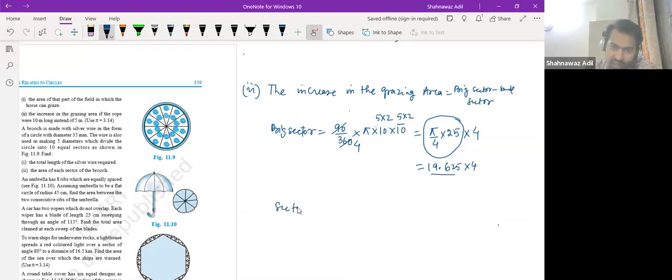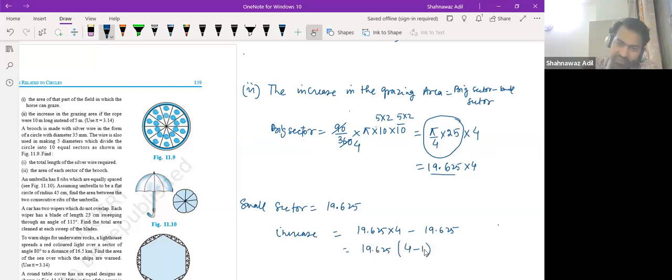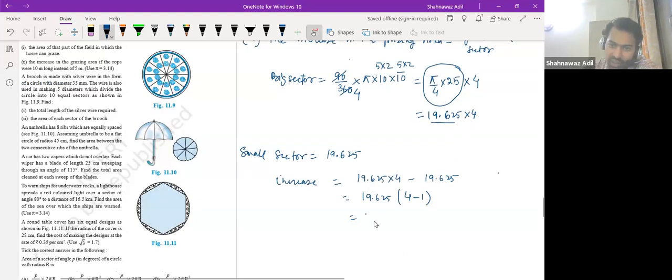And the small sector is how much? The small sector is 19.625. So we have to find the increase. That would be 19.625 into 4 minus 19.625. So this is 19.625 common, 4 minus 1, which is 19.625 into 3. So 58.875 meters square, right?